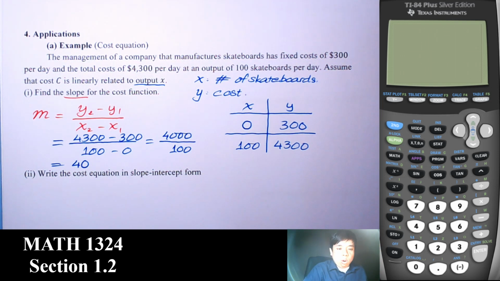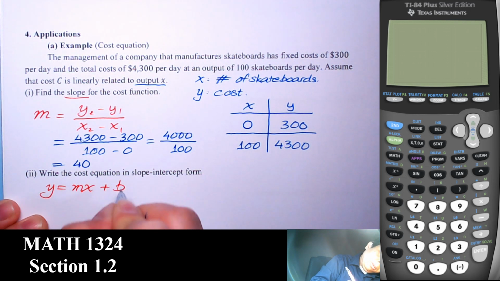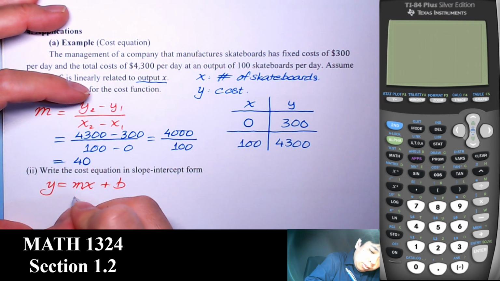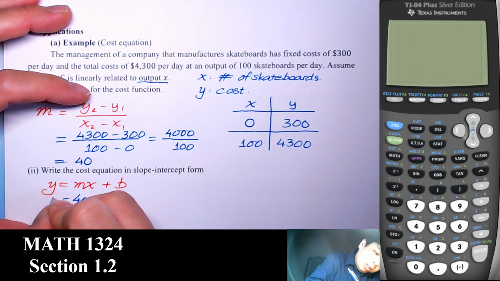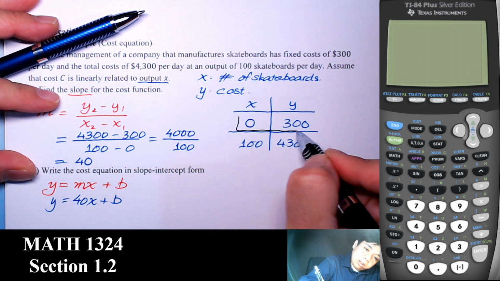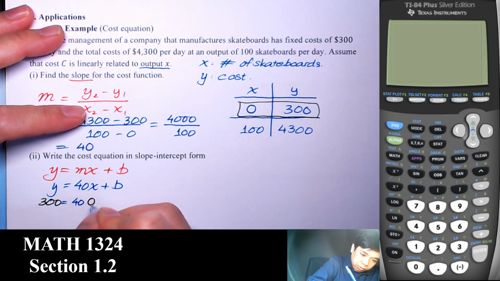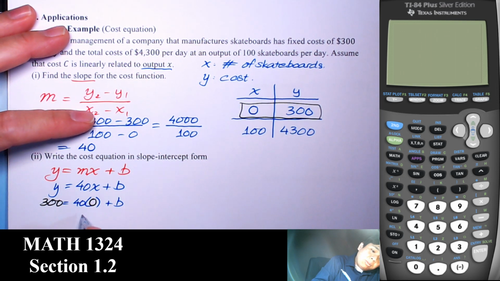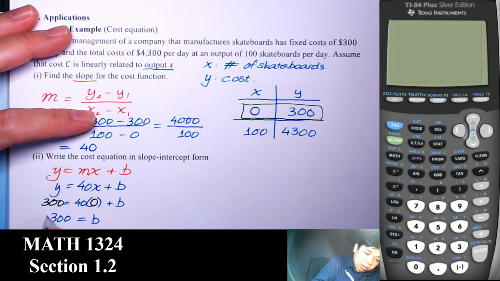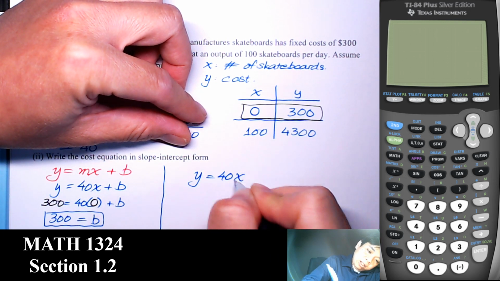So what does that 40 mean? The slope means that for each skateboard, the variable cost is 40. Right, now write the cost in slope intercept form. If we know m is 40, now we just pick a point: when x equals 0, y equals 300. So we can solve for b: 40 times 0 is 0, and 300 is equal to b. So the equation is y equals 40x plus 300.